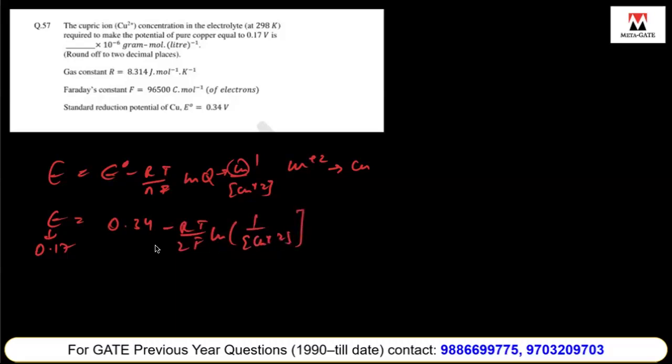So if you calculate, you'll get the concentration equal to 0.37. It is minus 0.17. So into 2 into R square. So you'll get 1.77 into 10 power minus 6. So the copper concentration is 1.77.